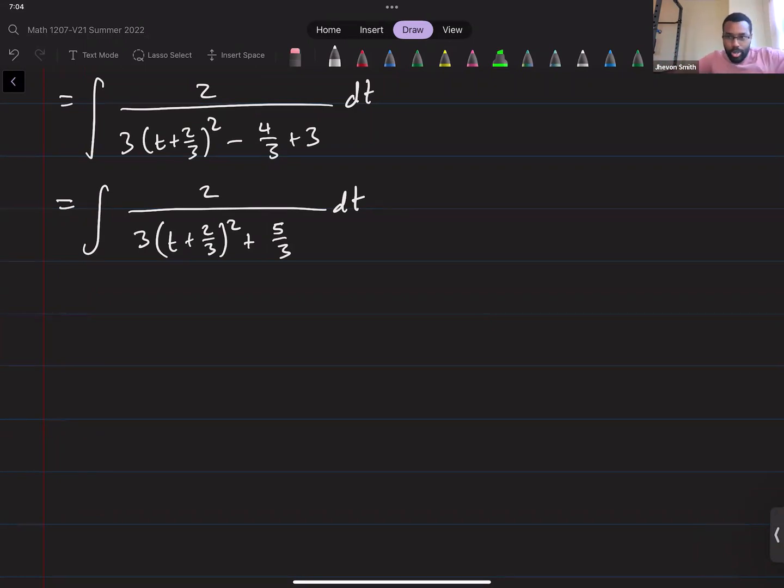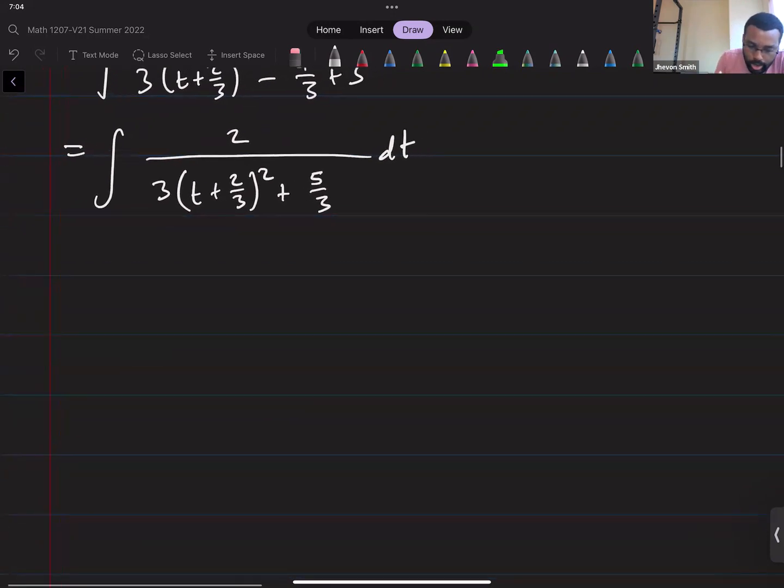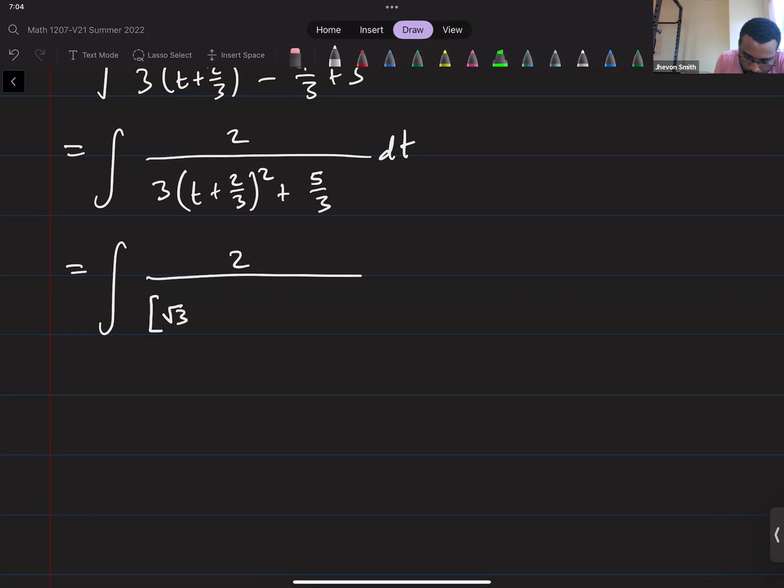Trig sub is the last resort. And so I need it to look like a variable squared plus a constant squared. So that 3 on the outside of my square here, I'm going to have to move that in. So that's going to look like rad 3 times the square root of 5/3 squared dt.